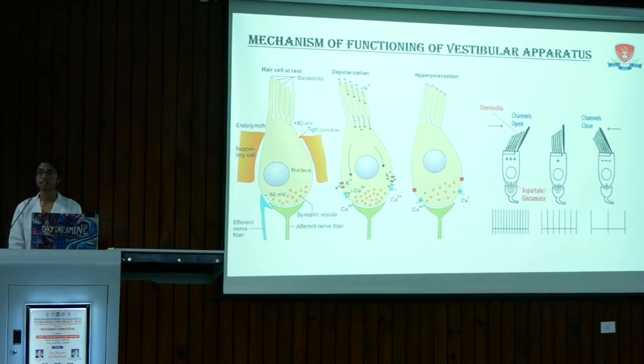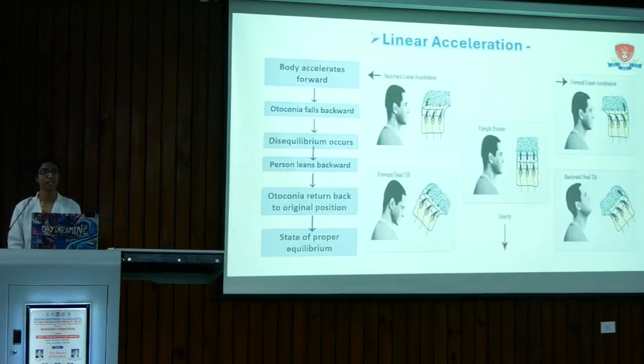The changes in the activity of the hair cells are conveyed to the central nervous system by the vestibular part of the vestibulocochlear nerve. Linear acceleration is detected by the saccule and the utricle. Movement caused in the otolith membrane by linear acceleration causes the otoconia to shift and thus the hair cells bend. Depending on whether the stereocilia bend towards or away from the kinocilium, the cell depolarizes or hyperpolarizes.